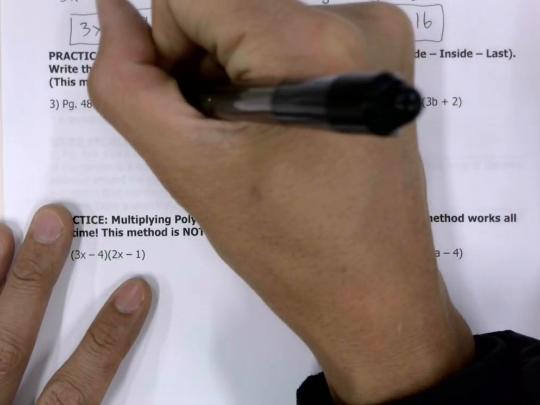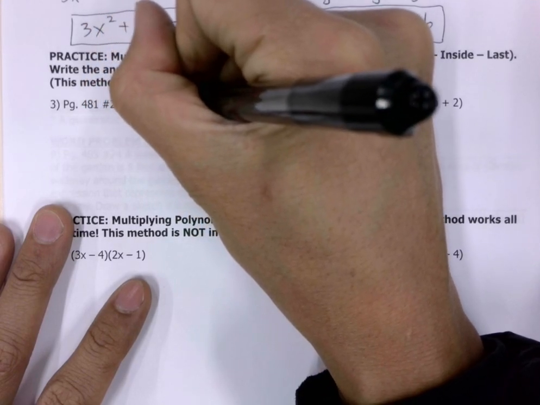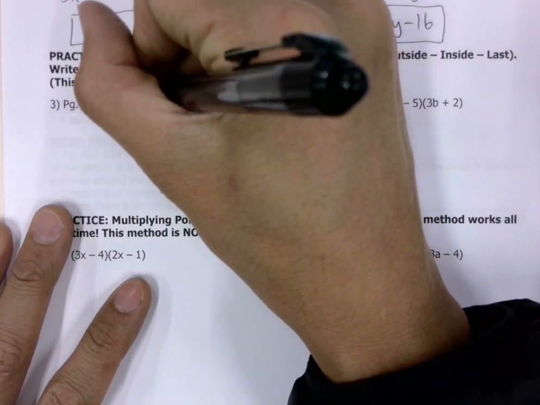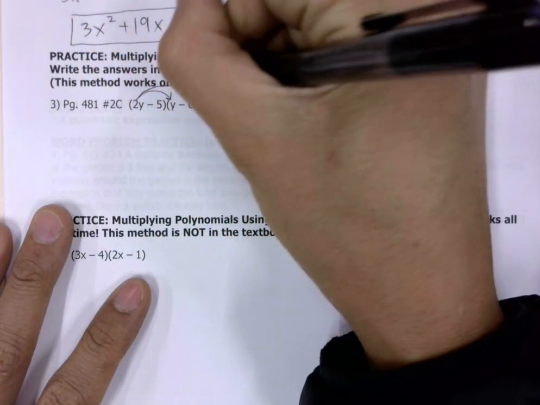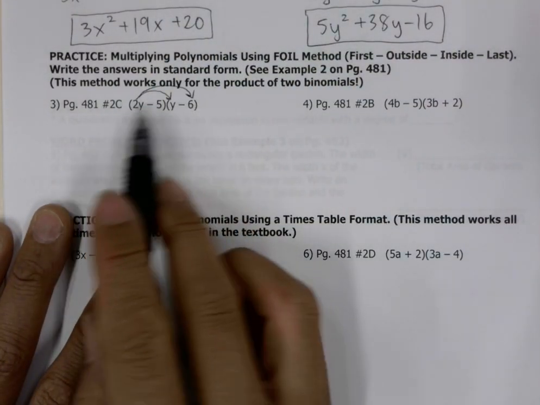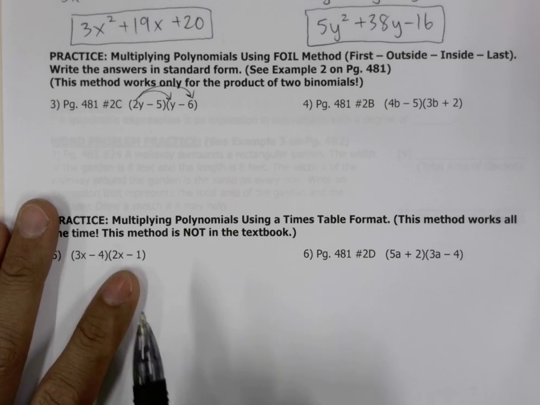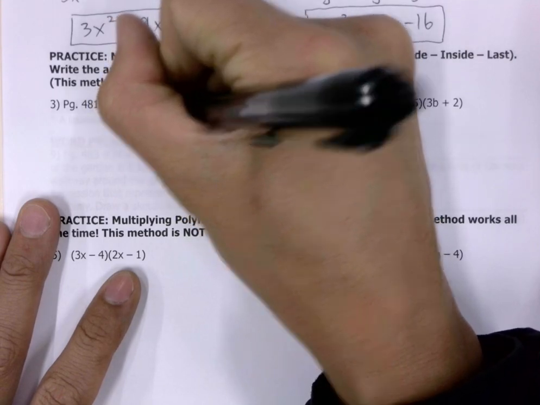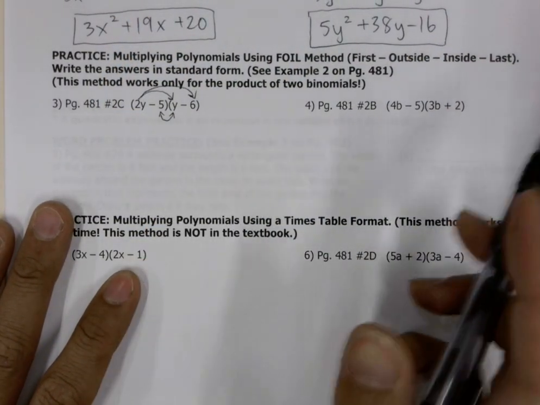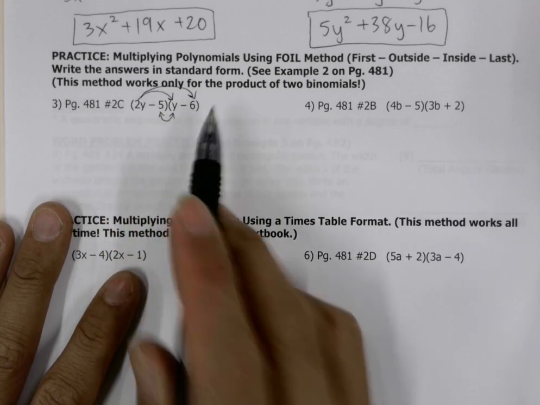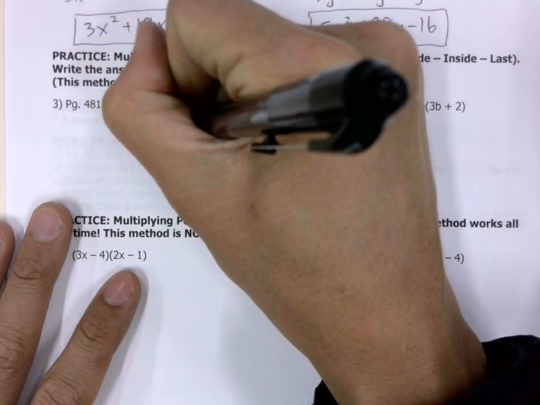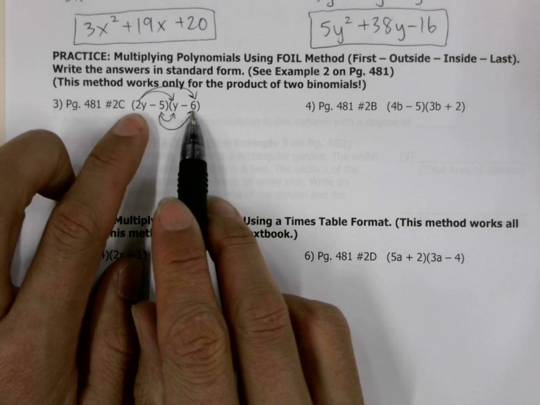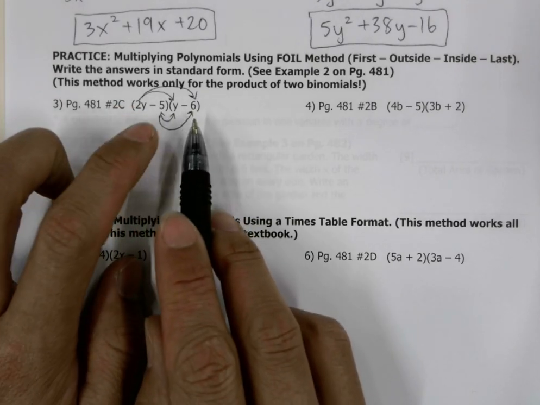First, we multiply the first terms together. It's these two. Right. And then we multiply the outside terms to each other. That's the 2y and the negative 6y, the two terms on the outside of the expression. And then we do the insides, the two terms on the insides, namely the negative 5 and the y. And then lastly, we multiply the last terms. That's the negative 5 and the negative 6. So we do these two. Okay. So first, outside, inside, last.